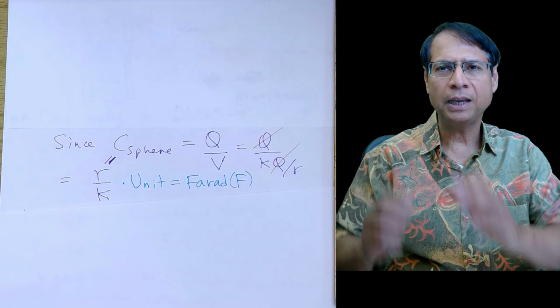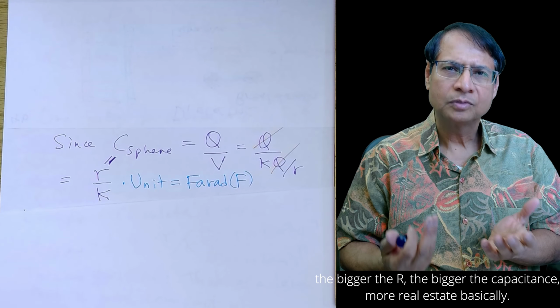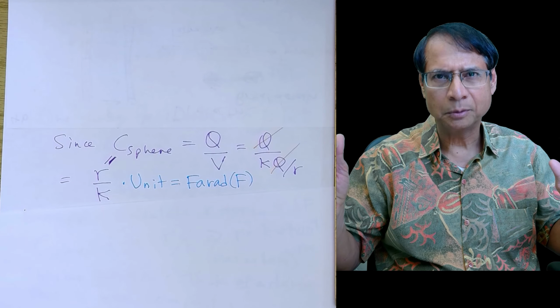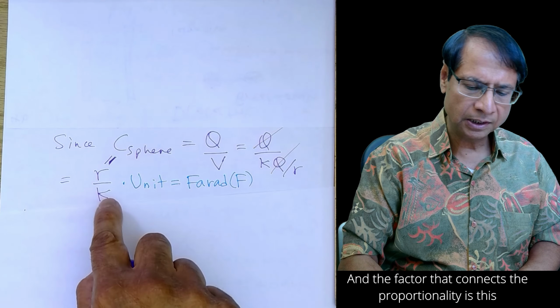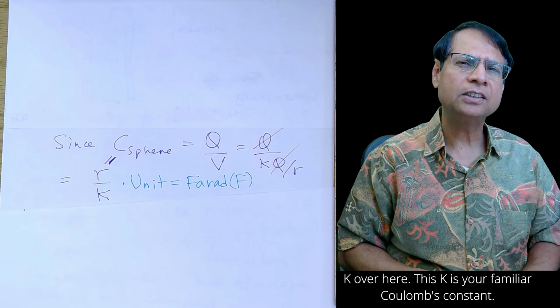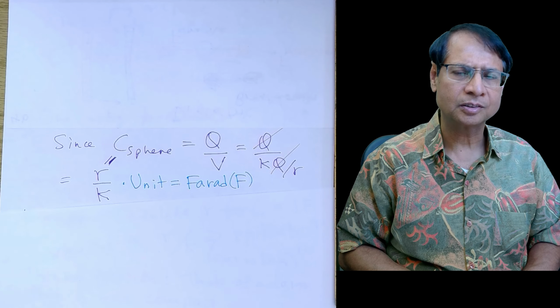So as you would expect, the bigger the R, the bigger the capacitance, more real estate basically. And the factor that connects the proportionality is this K over here. This K is your familiar Coulomb's constant.